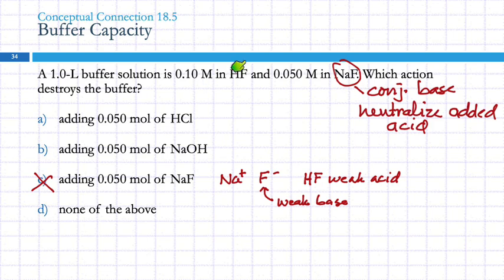more weak acid and less weak base. So which one's going to get overwhelmed more easily? The one that there's less of? This one. There's not as much of this. So this is the part that neutralizes acid. So if I add 0.05 moles of HCl, that's going to take all of the NaF to neutralize, and there won't be any left to be a buffer. So it's this one. Any questions?